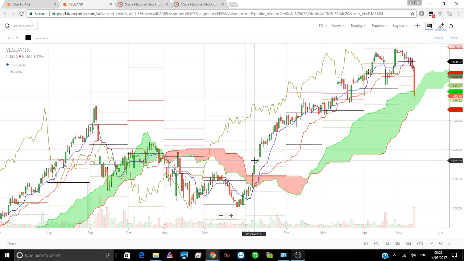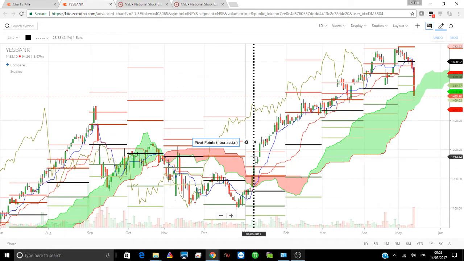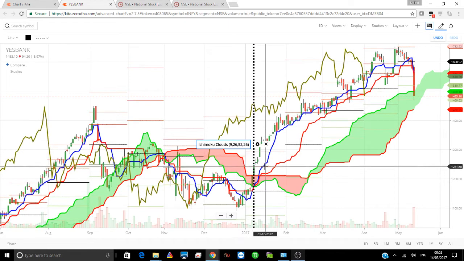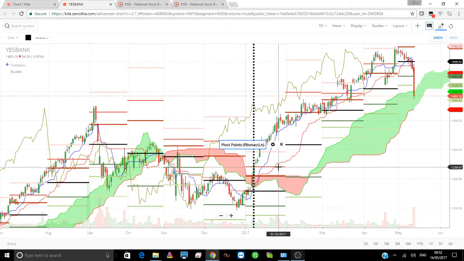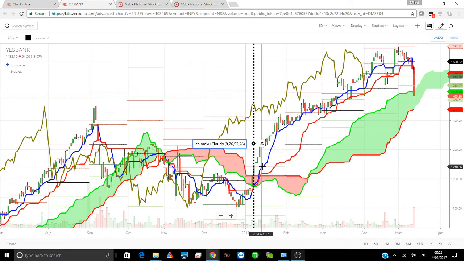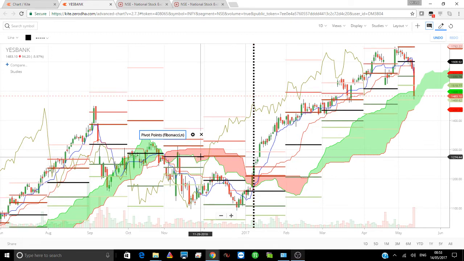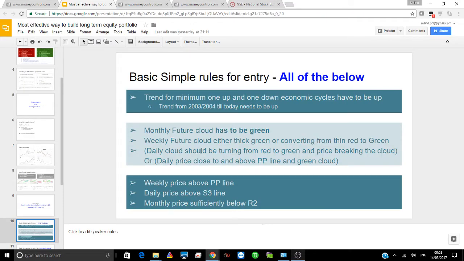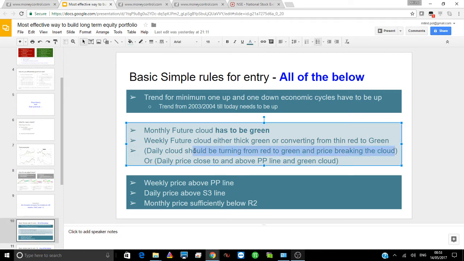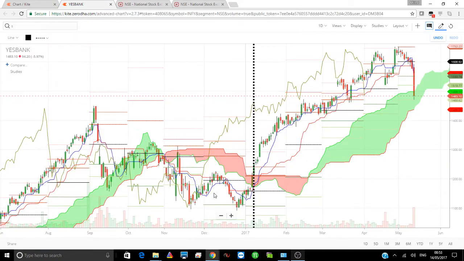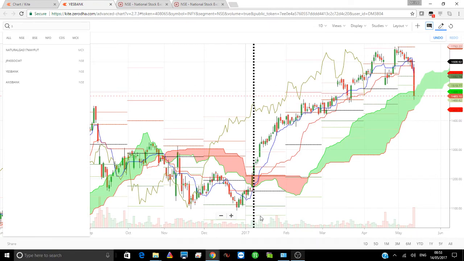I don't know what to call it. So it broke the cloud here, and this would have been my buying price, which is actually very close to S2 support, by the way. But if you are buying this and your weekly is in very good support, I would not give too much value to the daily pivot. See here, the daily cloud is turning from red to green and price is breaking the cloud. Then I'm not really looking at the PP line. Okay, daily price above the S3 line. This is the S3 line.